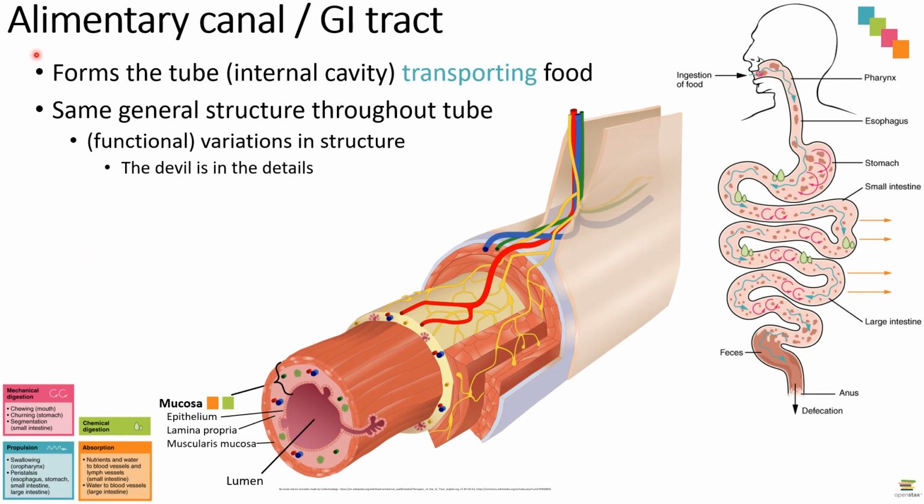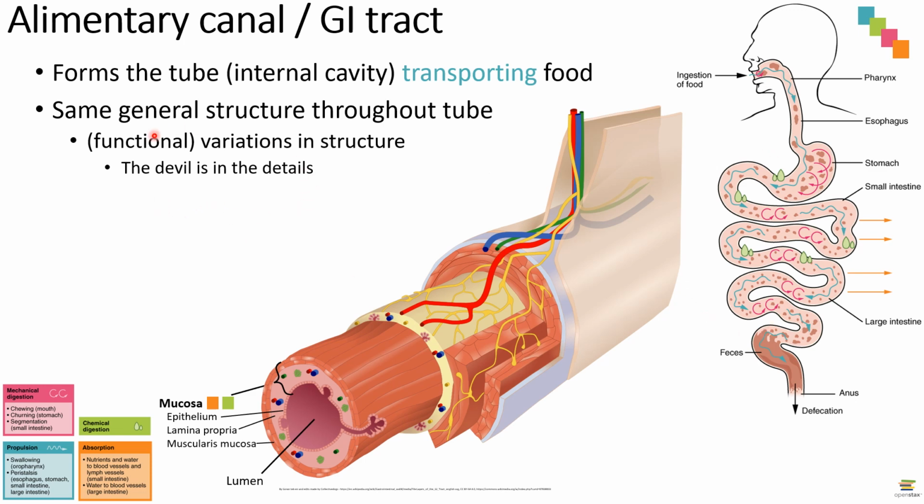Digestion is occurring in the alimentary canal or the GI tract, the continuous tube that carries food through the body in this kind of internal cavity that is continuous with the external environment. And one of the things I want to note is that when we're thinking about structure-function relationships, it's useful to note that the general structure of our alimentary canal is the same throughout this whole tube. So the general structure is the same, but there is functional variation in the structure as we go through here.